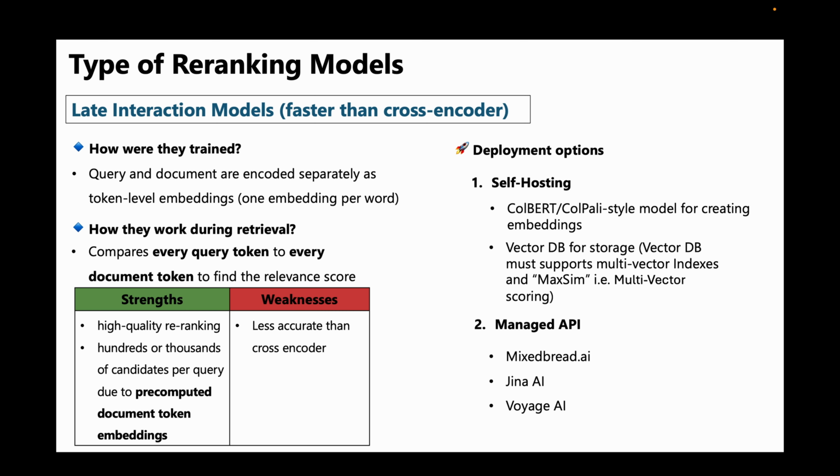Late interaction models are well suited for re-ranking larger candidate sets, typically in the range of 100 to 1000 documents, or when your use case requires very low latency. Because late interaction models generate token level embeddings, they need special support for multi-vector representations. Vector databases such as Milvus and Qdrant provide native capabilities for storing and querying multiple vectors per document. So if your use case requires late interaction re-ranking, you must consider the right kind of vector database.